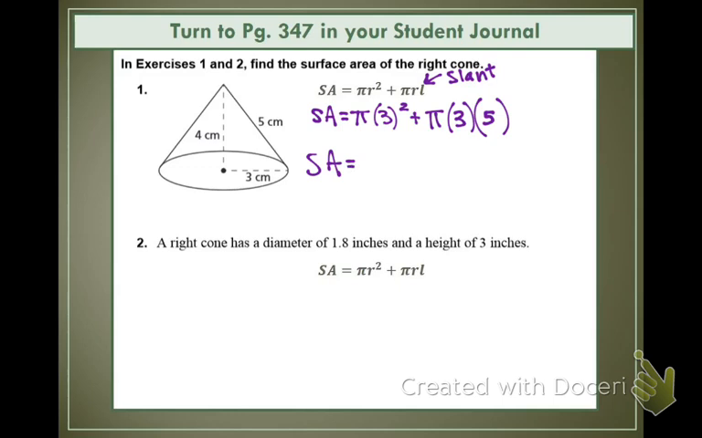So now you just plug it in. 3 squared is 9 pi. 3 times 5 is 15 pi. So that makes 24 pi. You can write both answers: you can write 24 pi, and then you can hit S to D.